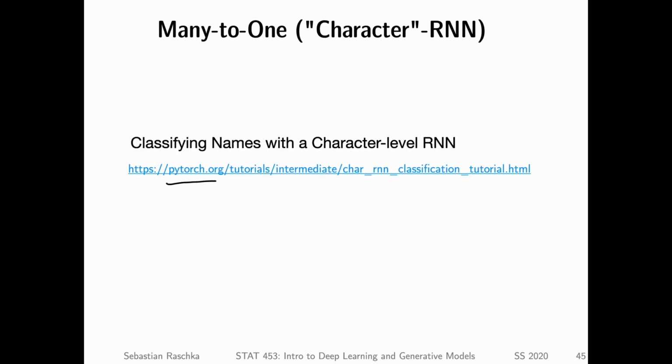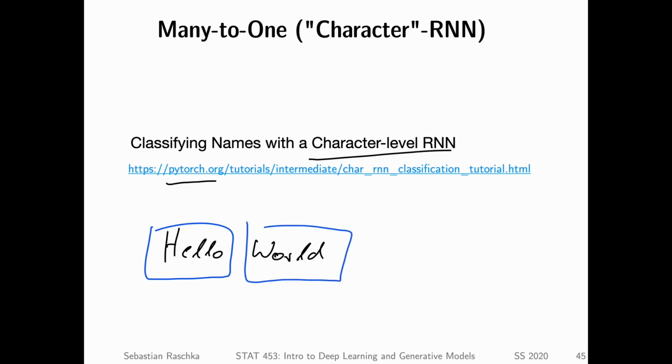On the official pytorch.org website, I also found a very nice tutorial on using a character level RNN for classification. The main difference between a character level RNN and a word RNN is how we process the inputs. For example, if we have an input, let's say "hello world", in a word RNN, which is what we used before, we would regard each word as an input. That would be the input at time step t, and this would be the input at time step t+1. In the character level RNN, the main difference is that now each letter is an input.